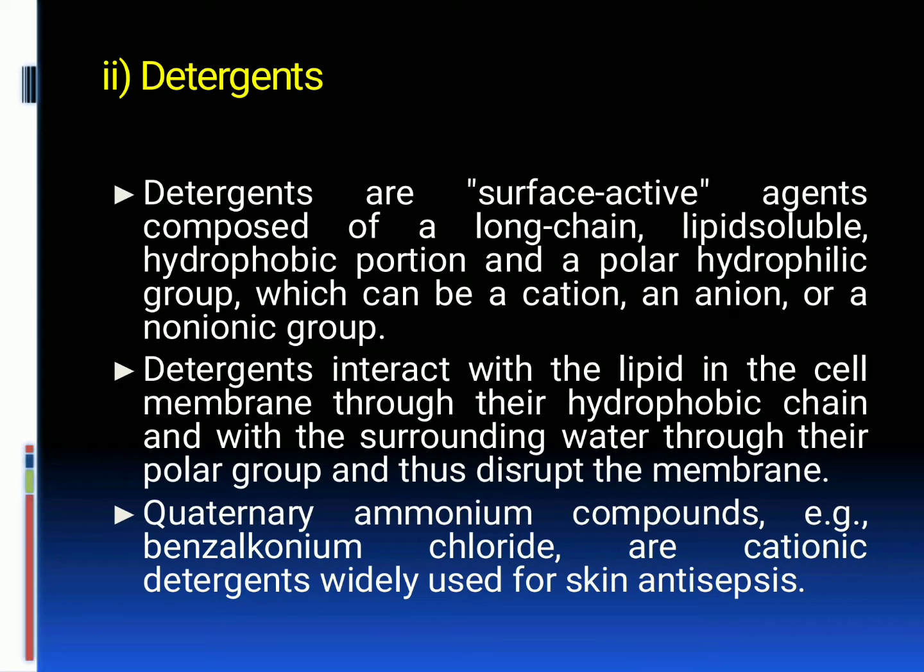Second one, detergent. Detergent is a surface active agent composed of a long chain lipid soluble hydrophobic portion and a polar hydrophilic group, which can be cation, anion, or non-ionic group. Detergent interacts with lipid in the cell membrane through the hydrophobic chain and with the surrounding water through the polar group, and disrupts the membrane. Quaternary ammonium compound, for example benzalkonium chloride, is a cationic detergent widely used for skin antisepsis.